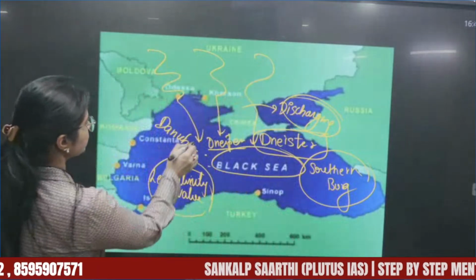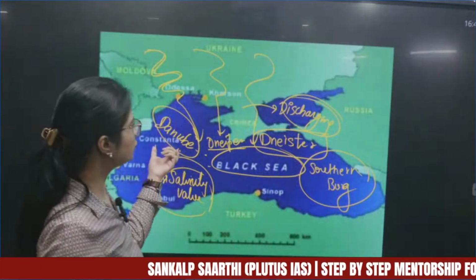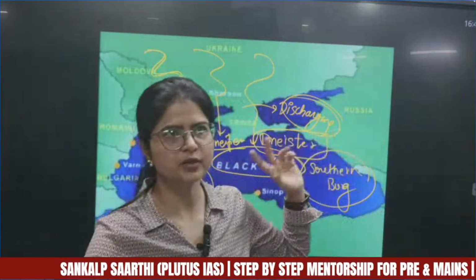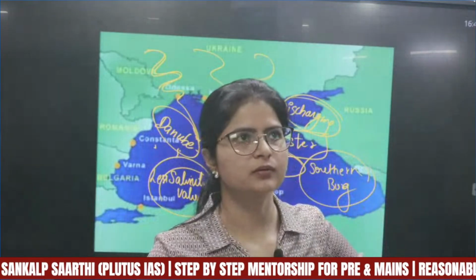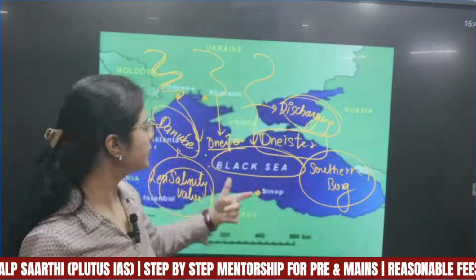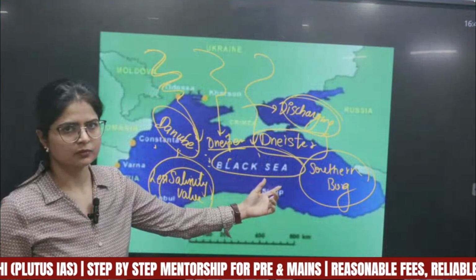All right. Why? Again, I am repeating, because there are various rivers which are draining into it. Now, what is the history of the Danube? Is it originating in Ukraine? No. It is originating in Germany. The Danube is coming from Germany, and then it's draining over here. Similarly, you have to see the history of other rivers as well.